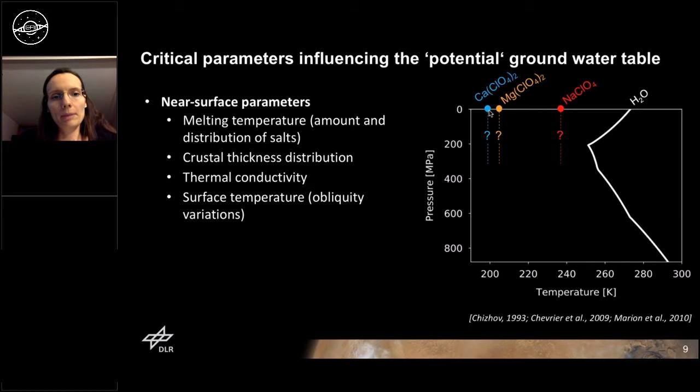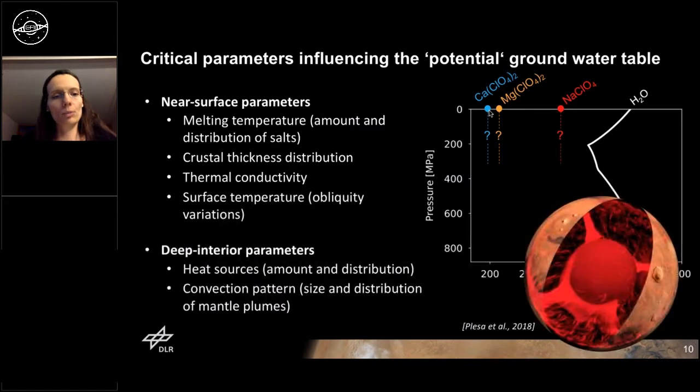Now, in addition to the melting temperature, the crustal thickness distribution and the thermal conductivity of the crust play a major role in the distribution of the groundwater table depth. This is due to the fact that the crust acts as an insulating, blanketing layer, and keeps the subsurface temperatures warm. Also, the surface temperatures that depend on the obliquity variations can affect the groundwater table depth.